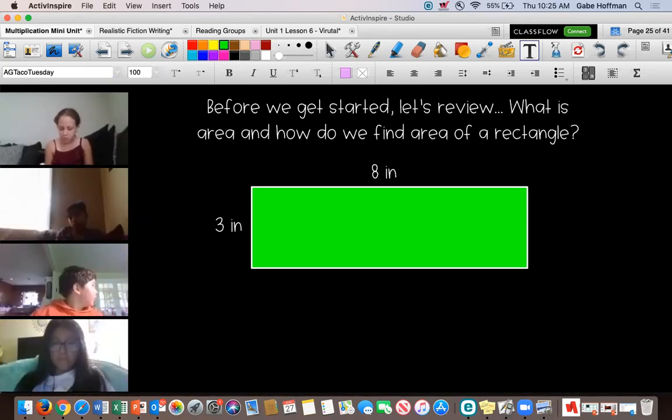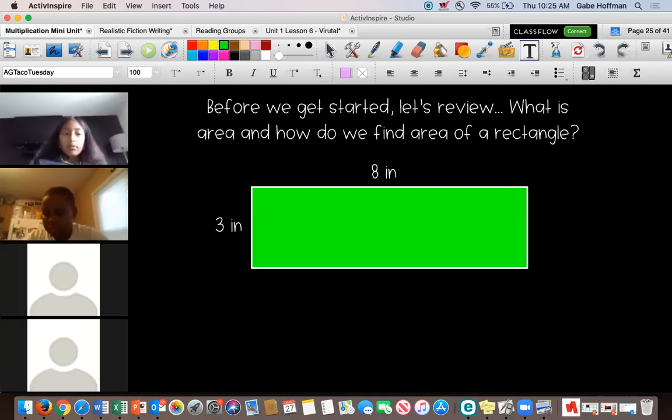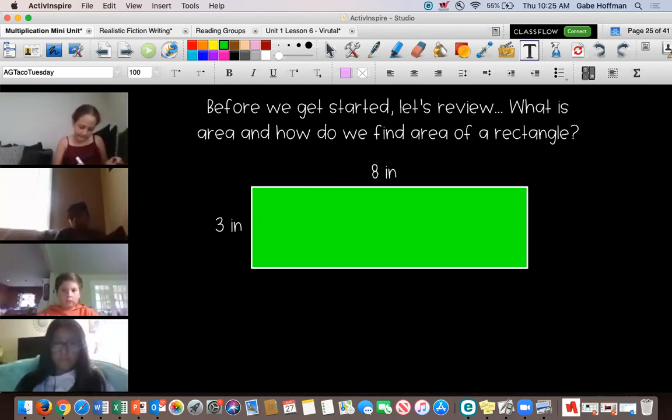In the inside? Yeah, it's the space. Remember, we did that little hand signal, almost like a wave to cover the inside, but it's the space or the square units that take up the inside of a rectangle. Ania, how do we find area? So if I had this rectangle, how do we find the area of a rectangle? You can take the 8 and the 3 and multiply it. Yep, we're going to multiply the length times the width. So we will do 8 times 3 equals 24 square inches.